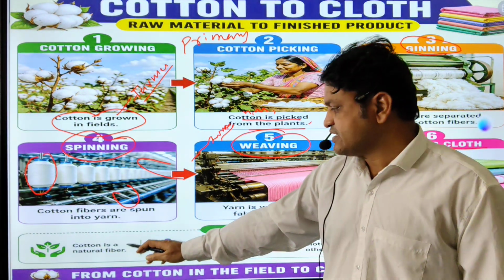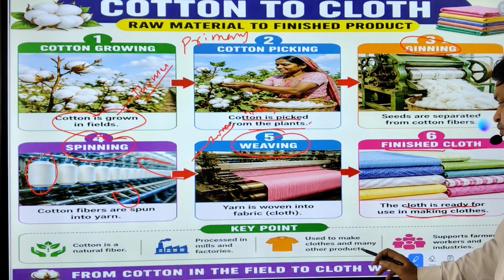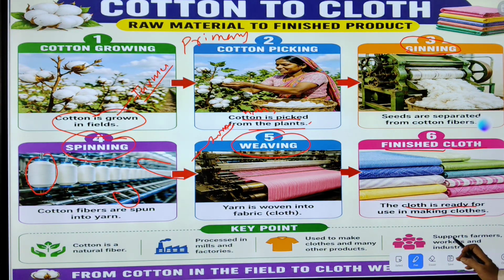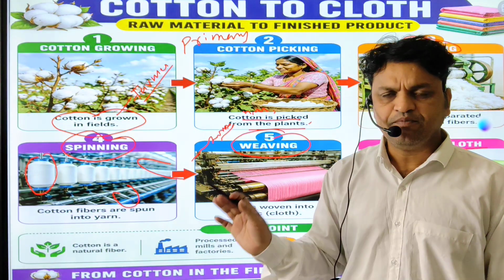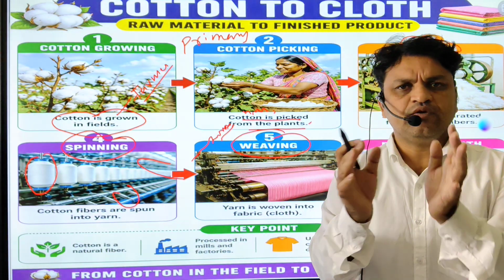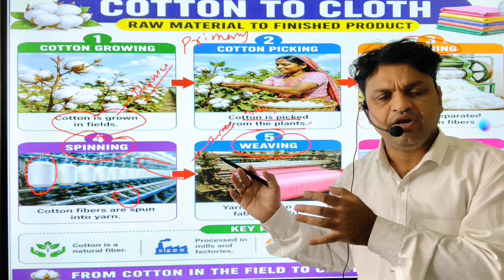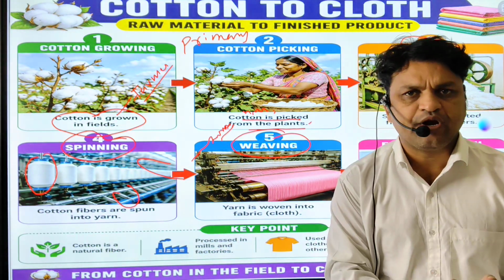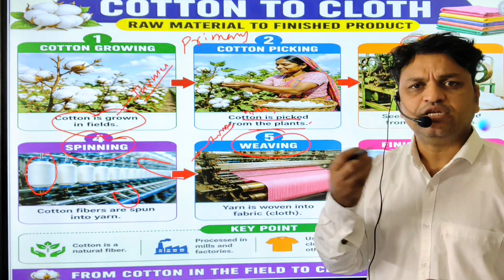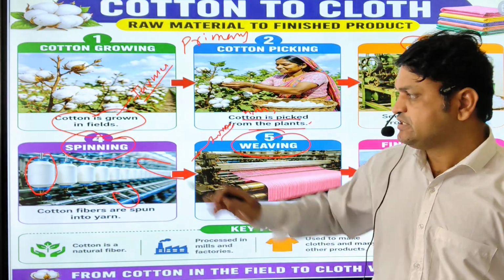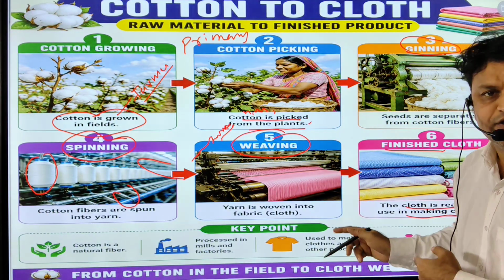So cotton is a natural fiber, processed in the mills and factories and used to make clothes and many other products, and finally it supports the farmers, workers and industries. So this comes under the manufacturing sector. A simple example is wheat also. Wheat is produced by the farmers, converted into wheat flour through the mill process, and that wheat flour is converted into bakery products like buns. Then finally it is consumed by the consumers.